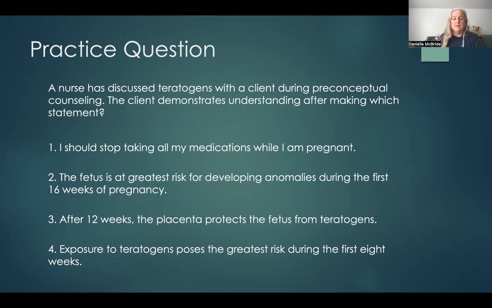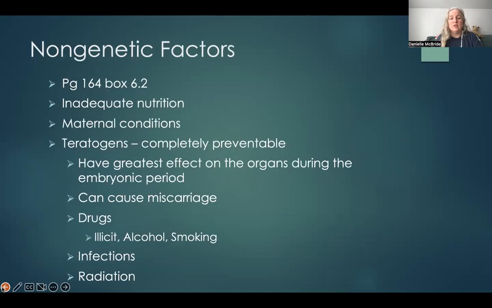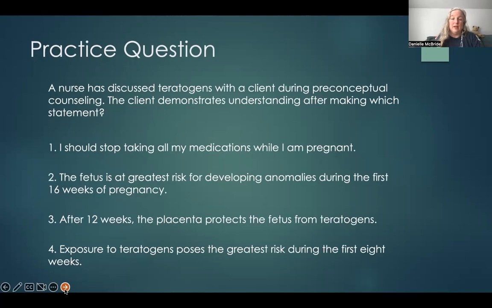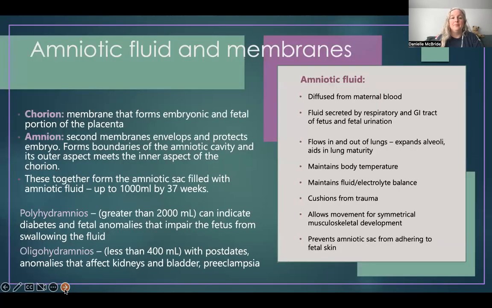The answer to this is number 4. Exposure to teratogens poses the greatest risk during the first 8 weeks. That's just what we were talking about on this slide, that teratogens are completely preventable, and they have the greatest effect on the organs during the embryonic period. The embryonic period is those first 8 weeks of development.